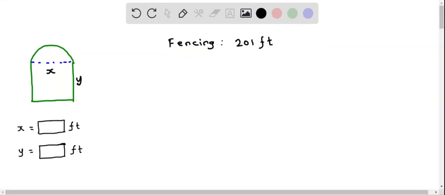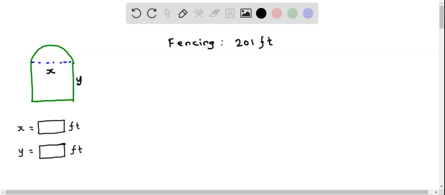Okay, here we have the coral, which is in the shape of a rectangle with a semicircle, and the diameter of the semicircle is the side of the rectangle as shown in this diagram. So this x represents the diameter of the circle as well as the side of the rectangle. And we are told that to enclose this coral, 201 feet of fencing is required.